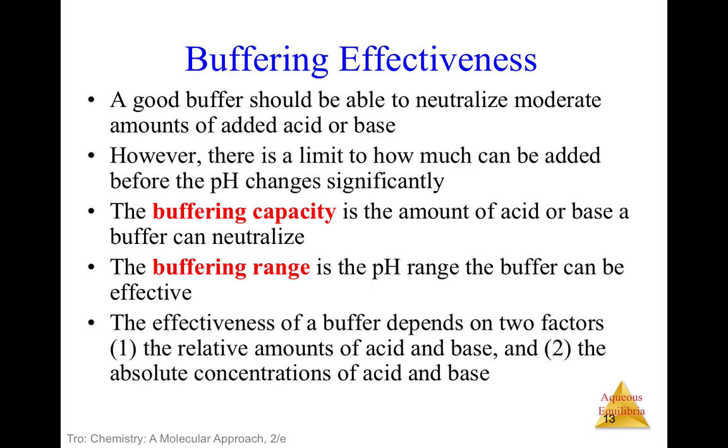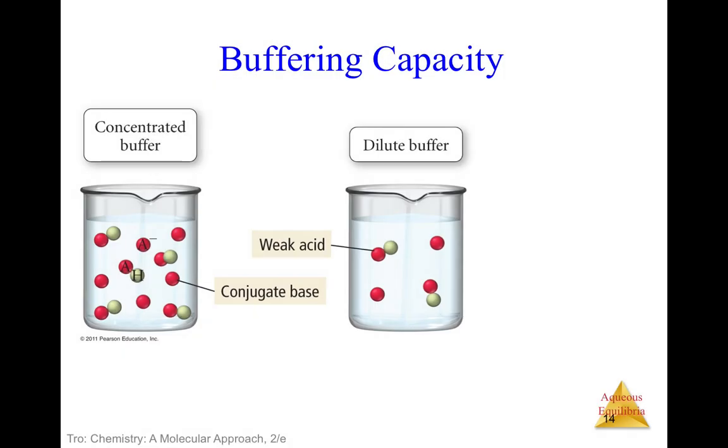And the effectiveness of a buffer depends on two factors. Number one, the relative amounts of acid and base, like how many moles, and two, the absolute concentrations of acid and base. So how dilute or concentrated is the acid and base. Buffering capacity. So just a couple definitions or review topics really. A concentrated buffer, concentrated means there's a high molarity or there's a large number of the weak acid and conjugate base. Dilute, there's fewer molecules. So a better buffer is going to be concentrated versus dilute.